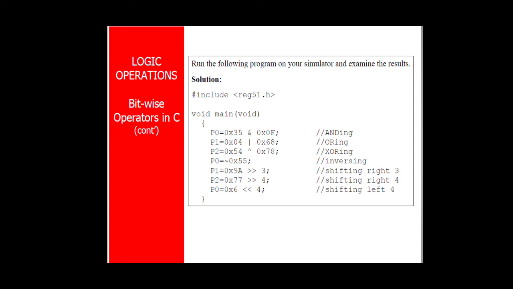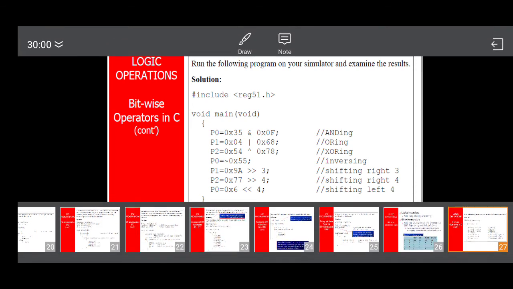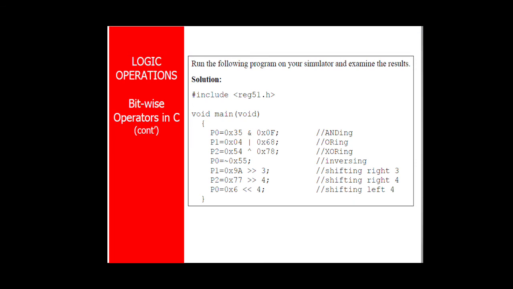Let us see this program. Run the program on your simulator and examine the results. So here what is done, different logical operations are performed on operands and the values are stored in ports. So first statement being P0 equal to 35H and 0FH. This is a bitwise ANDing, and you can observe what is the result by looking at the output in port 0. You can go through this. Already you have learnt all the operators in C, so it will be easily understandable.